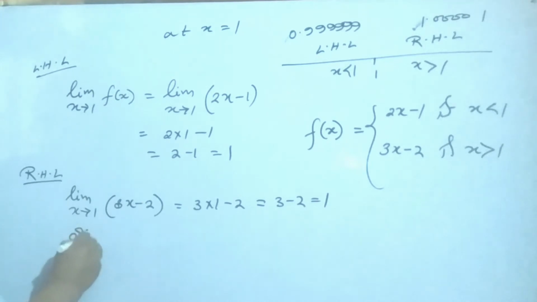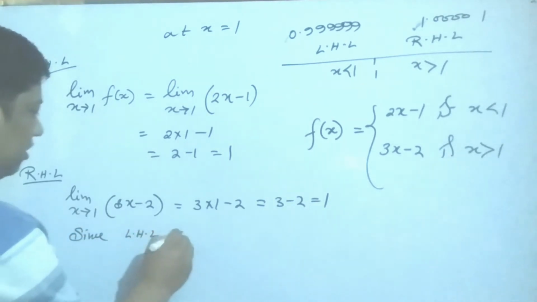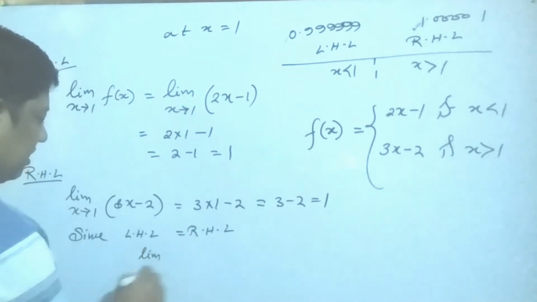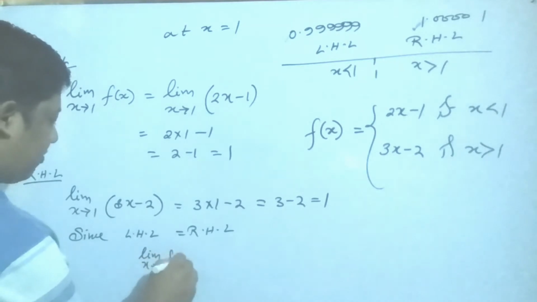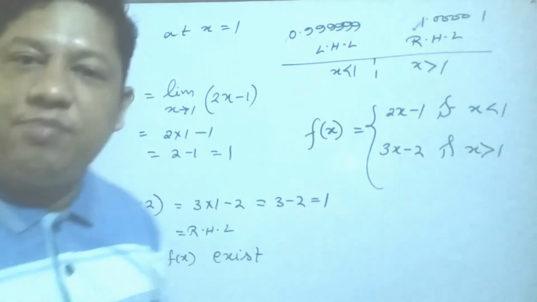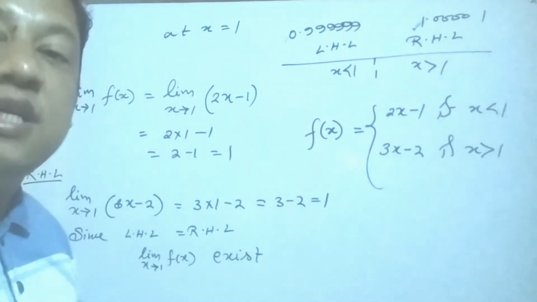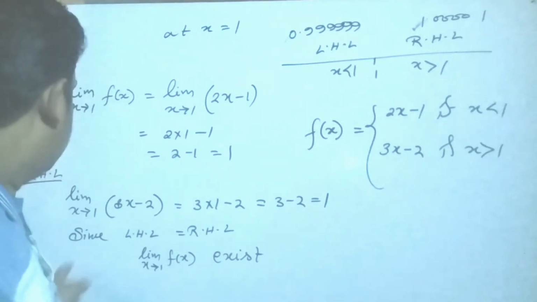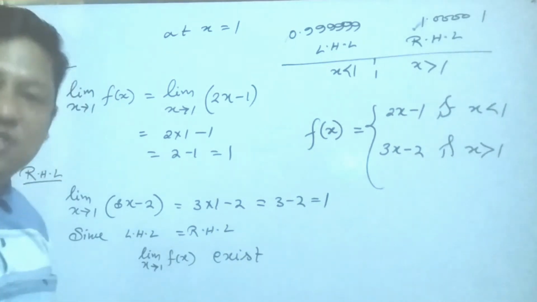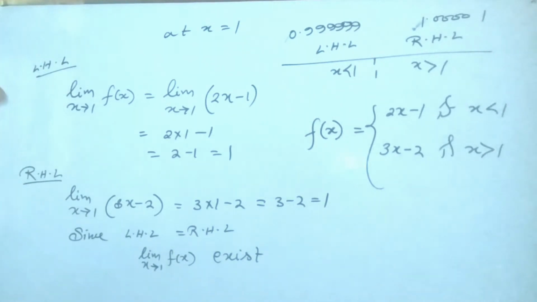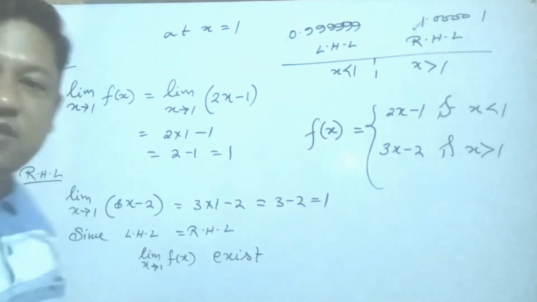If you write like this, since the left hand limit equals the right hand limit, therefore the limit x tends to 1 of f of x exists. If both limits are equal, then the limit exists. If both limits are not equal, the limit does not exist. So my students, I think you understand. Just look here: if the limit exists, then the left limit and right limit both are equal. But if it does not exist, then the left limit and right limit are not equal.